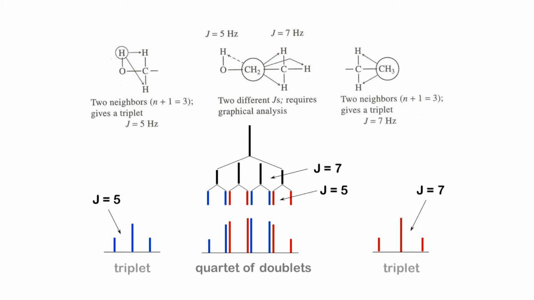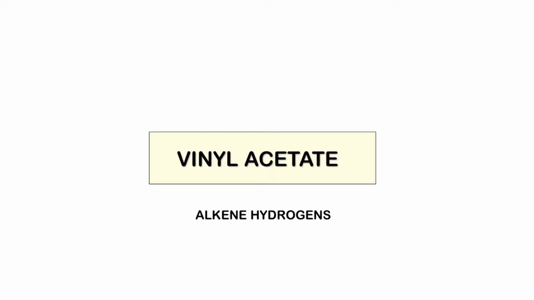Graphical analysis is required when different J values are present. For example, two neighbors with J equals 5 Hz give a triplet, while different J values result in a quartet of doublets. Now, let's explore vinyl acetate and its alkene hydrogens.